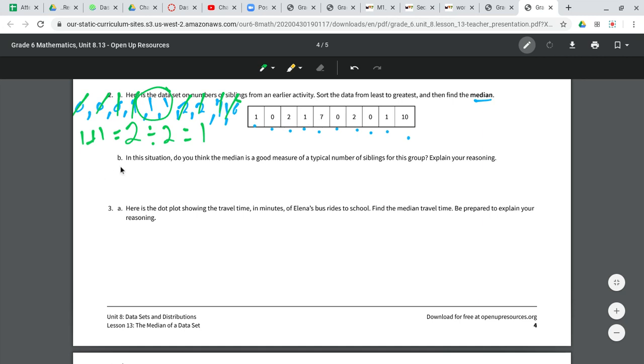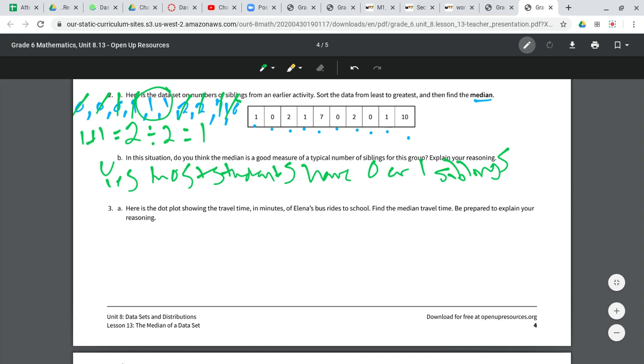So for B, in this situation, do you think the median is a good measure of a typical number of siblings for this group? Yes. Most students have 0 or 1 siblings. So it's more accurate to the set of data. So sometimes the median is our better center rather than using the mean.